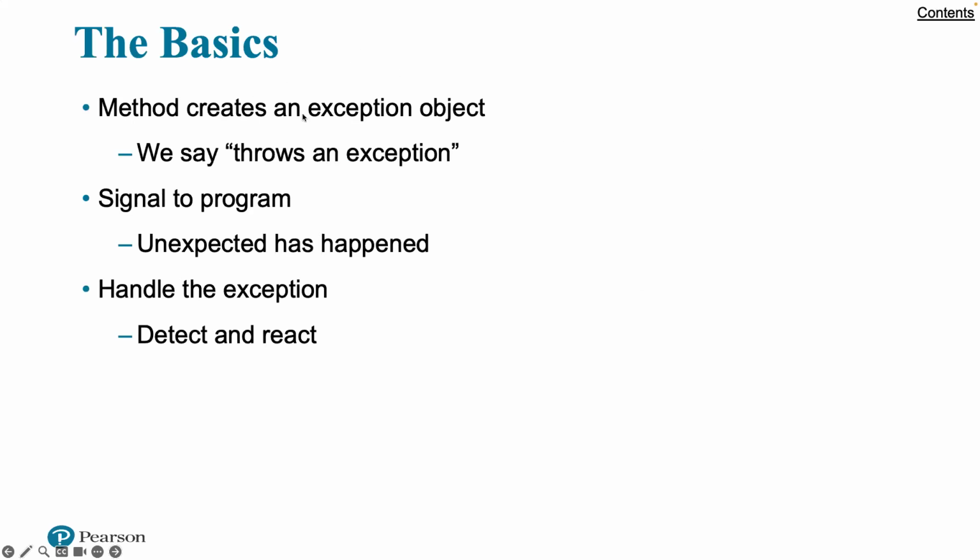So a method creates an exception object. We say throw an exception, and it's a signal to the program that something unexpected has happened, and you need to figure out what to do. So handling the exception: detect and react.